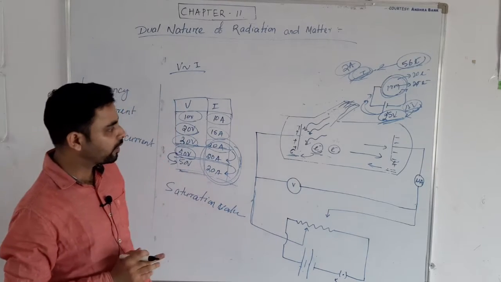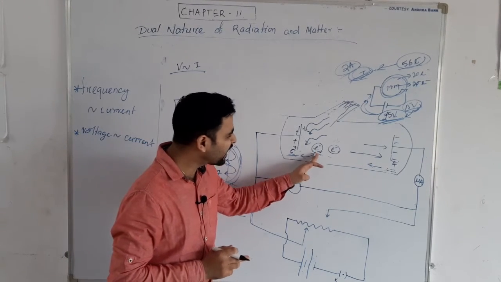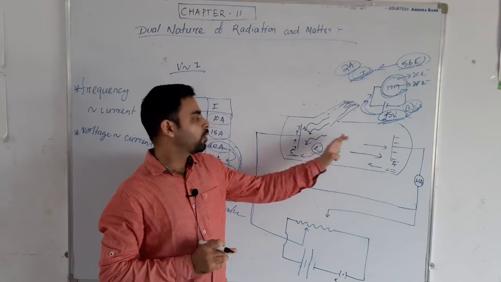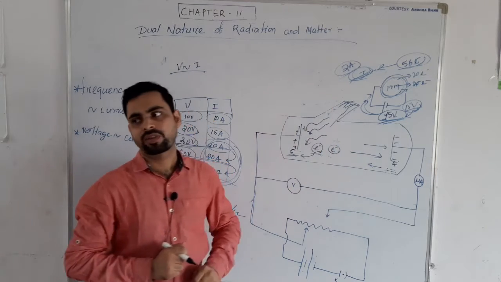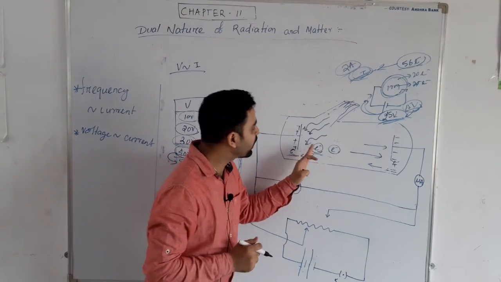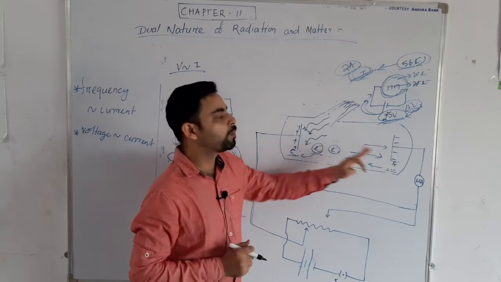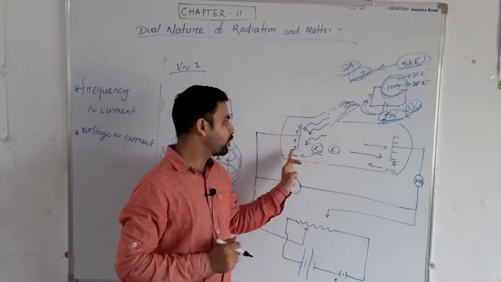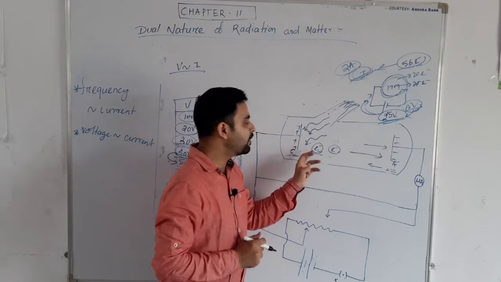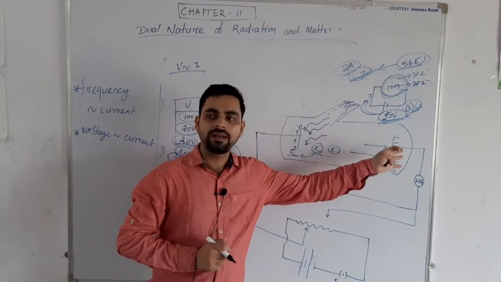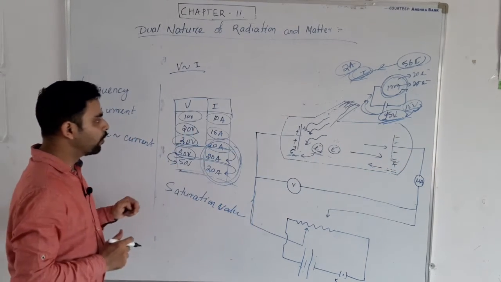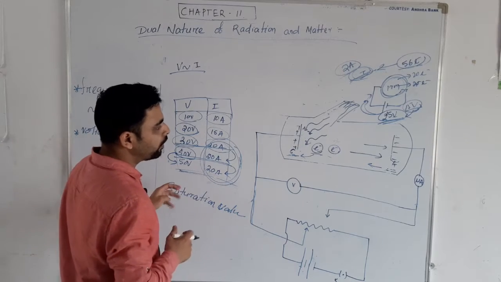So what will happen here, there is an obstacle in front of the electrons. Electrons cannot move freely from plate C to plate A. Okay, now what will happen?